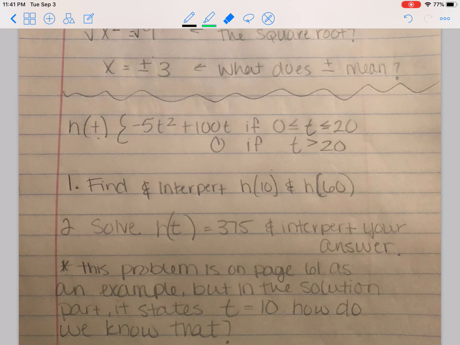Versus, if I'm looking down here, I have h of 60. So again, I look, is 60 going to be in here, or is it in here? As you know, 60 is a number bigger than 20, and so that means you're in this domain. So what does the function equal when t is bigger than 20? Well, it equals 0. And so that's how you would interpret these piecewise functions.